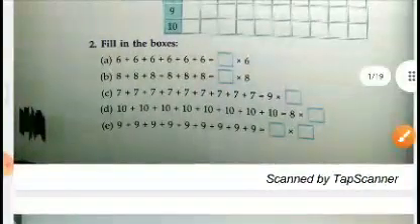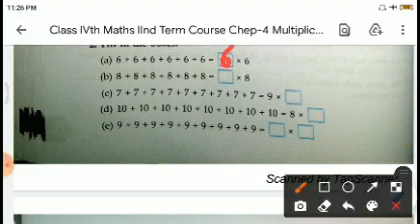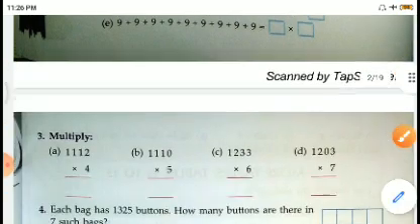Now there are some fill in the blanks. Now in the first one, see 6 plus 6 plus 6 plus 6 plus, there are 6 sixes, so it is 6. Basically you need not add them, you just need to multiply 6 by 6. Similarly for 8, there are 6 times 8, so 8 is written, we will be writing just 6, and so on. You need to do this.